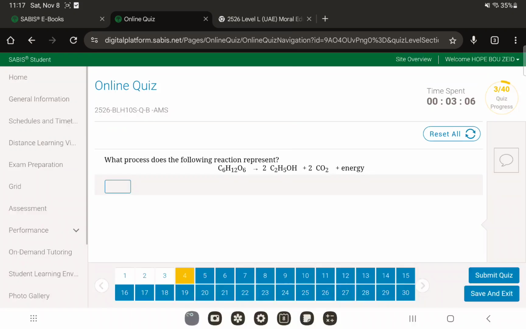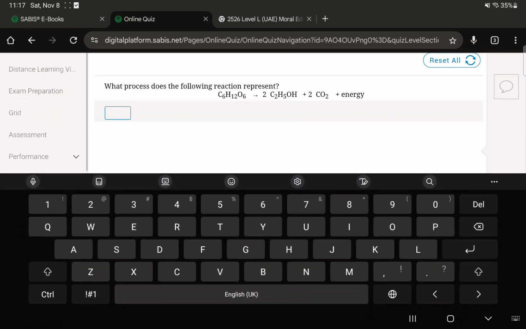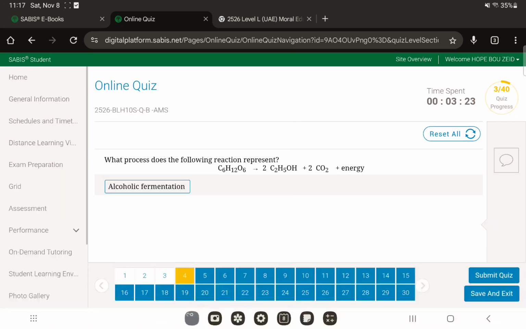What does the following reaction represent? So this reaction is glucose breaking down into alcohol and carbon dioxide and energy. So it is alcoholic fermentation. There you go.